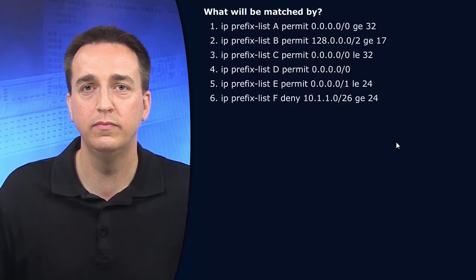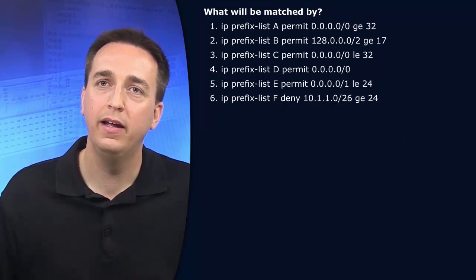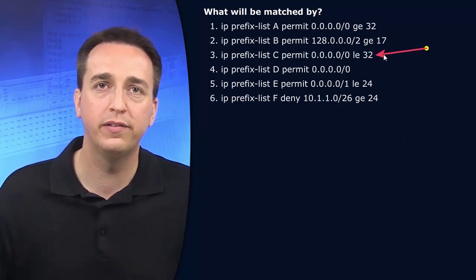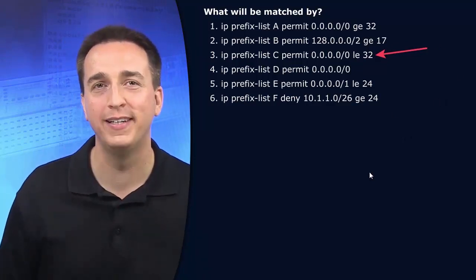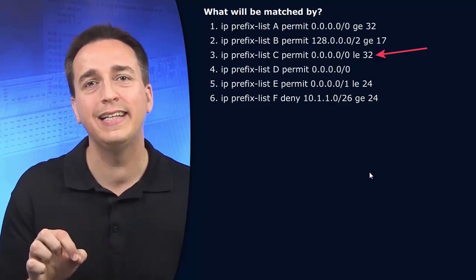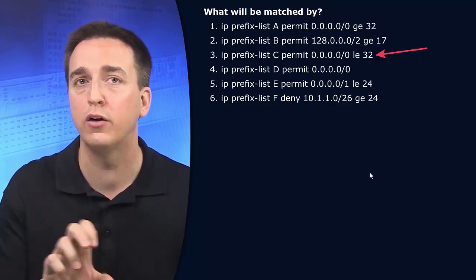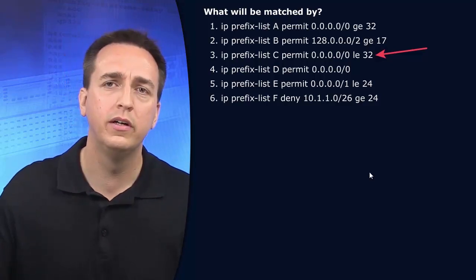Let's look at example number 3 in this case. And it should be very familiar to us. You know, it looks very close to example number 1, doesn't it? But there's a difference, and that difference lies within the less than or equal to versus greater than or equal to operator. Here it's less than or equal to.